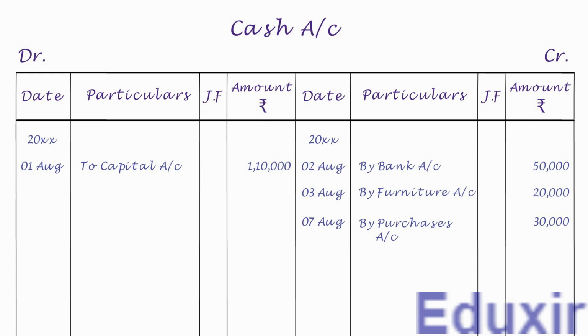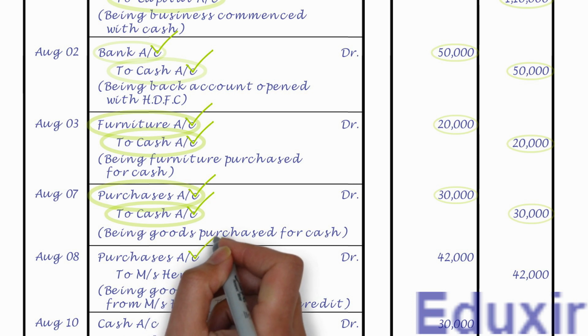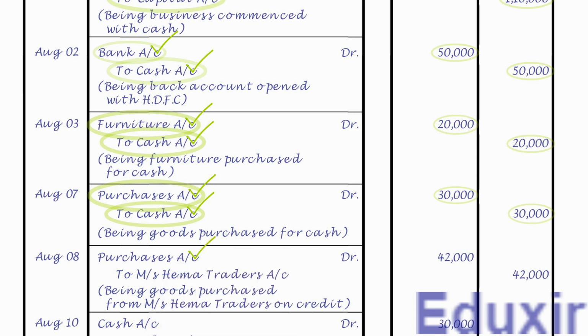Let us now take up the next entry. As the name suggests, it needs to be posted on the debit side of the purchases account and the debit amount is 42,000 rupees. Note that the details that need to be posted into the particulars column is Messrs. Hema Traders account. As we already have the purchases account, let us now post this entry into that account.